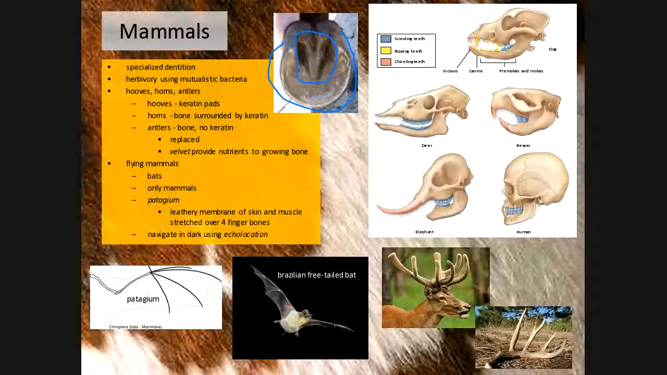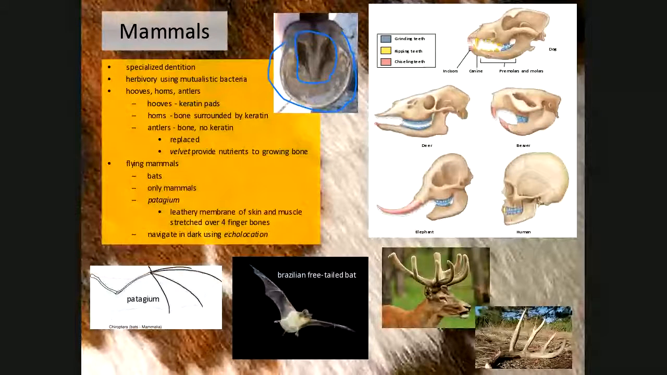Mammals also have horns and antlers. Now, the difference is horns are bones surrounded by this keratin tissue, whereas antlers are bone, but they're not surrounded by keratin. They fall off. The velvet, which we talk about, looks like velvet. There's a picture on the right, if you don't know what I mean by velvet. If you look at that deer, that buck there, he's getting ready to shed those antlers. Antlers are things that are shed.